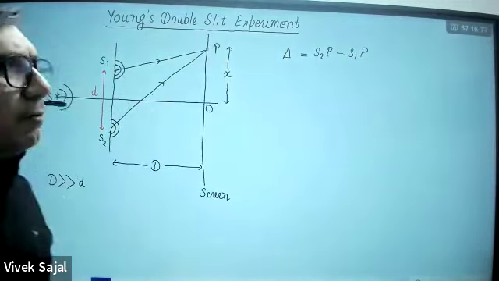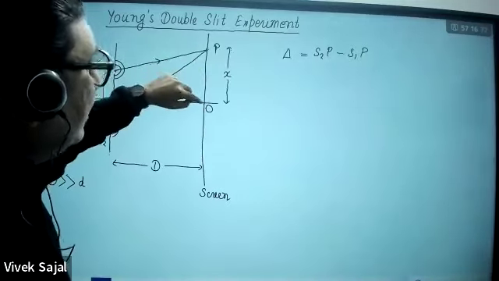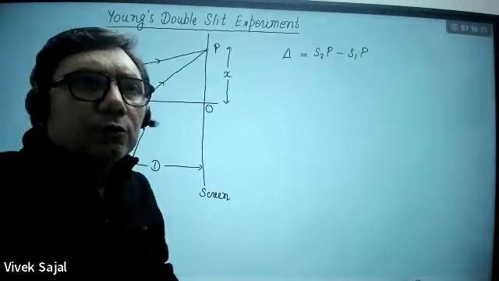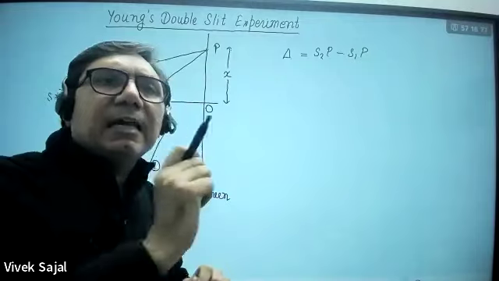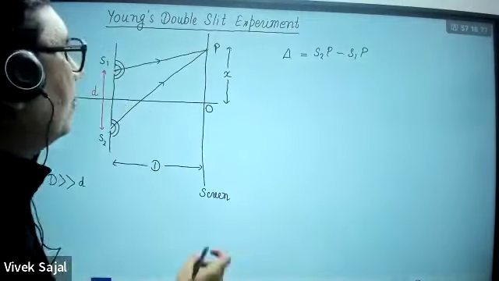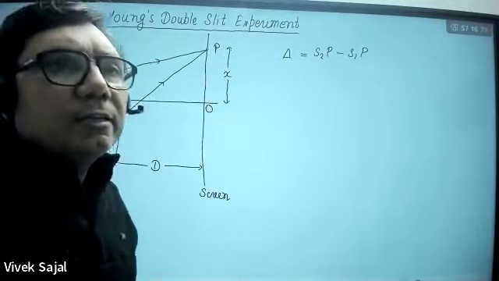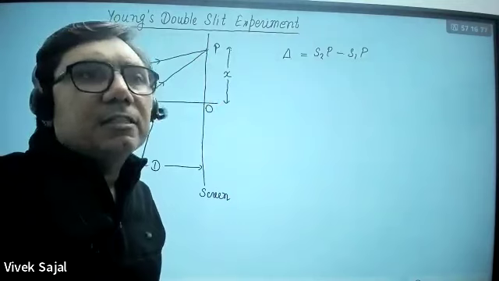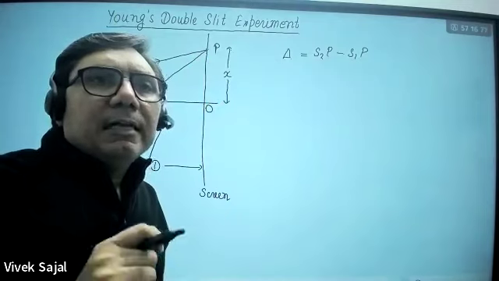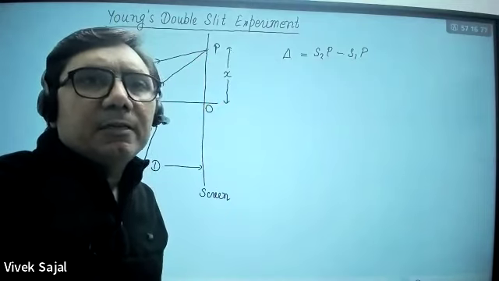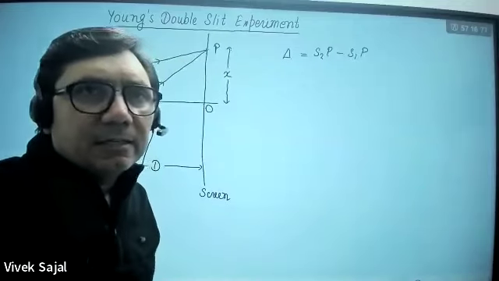As a result of overlapping, there will be some intensity here. I want to find out the intensity at point P, which is at a distance x from the center. If I provide you an arbitrary point P at a distance x from the center, and only this x is given to you, then how can you find out the intensity at this point? This is my objective: to find out the intensity at an arbitrary point P, at a distance x from the center of the screen.